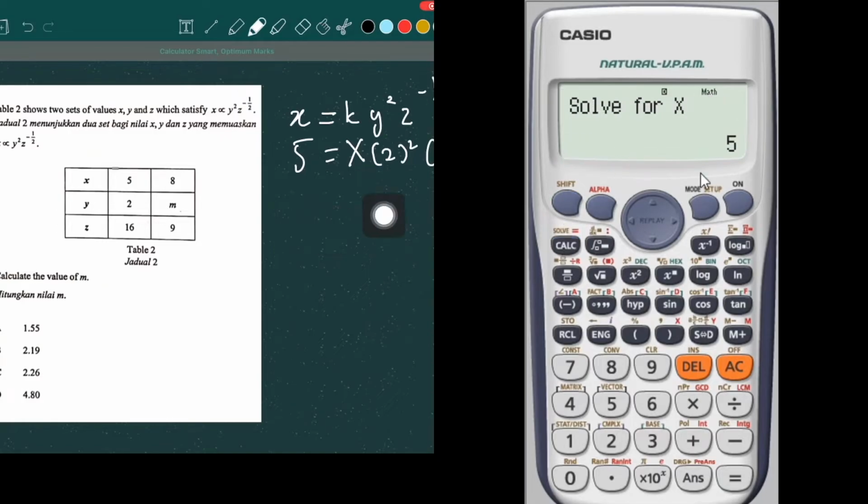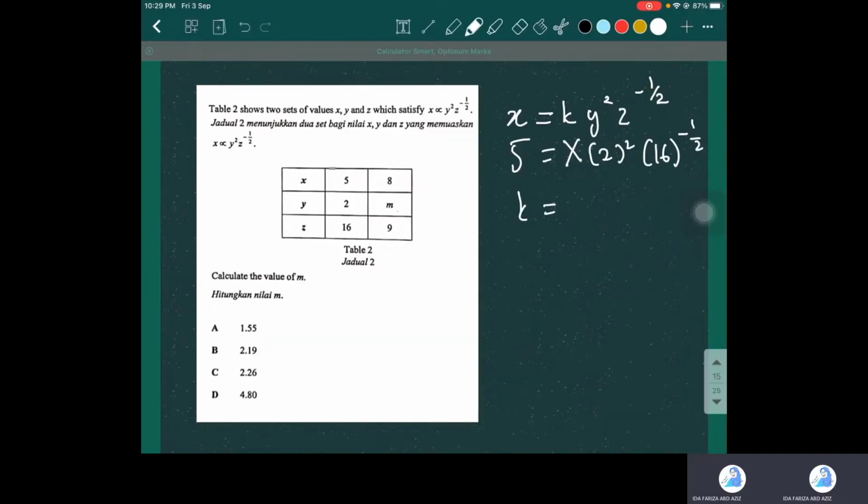Baru tekan shift solve. Okay, tekan equal. Sign kat bawah tu. Okay, so kita dapat K 5. Okay, we got X equals 5. Okay, that's our K. K equals 5. Alright, now what you need to understand. Sekarang kita dah tahu X equal 5Y square Z negative 1/2. So this is the equation. Okay, ini sebenarnya equation for this question.